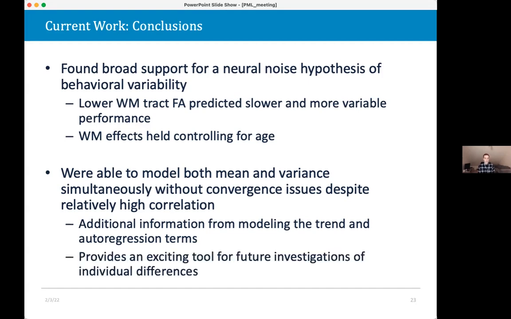And we hope that DSEM and other tools like it provide an exciting avenue for future investigations of individual differences, focused not just on the means, but also on the important variability differences.